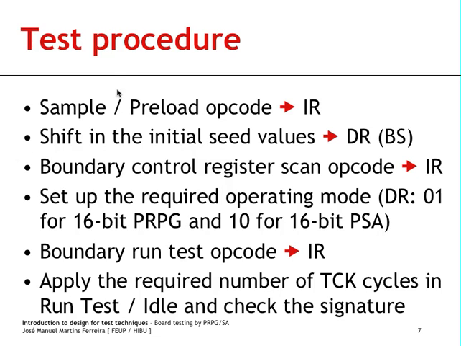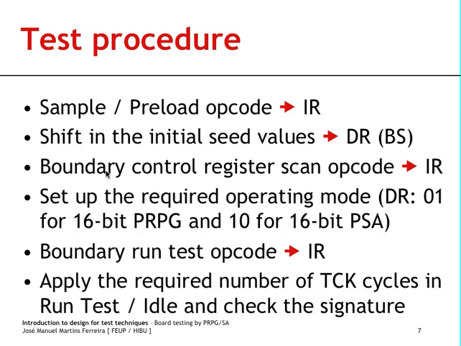Having reached this point, we are now in a position to explain what is the test procedure enabling us to carry out the PRPG-PSA test of this cluster. We have to start by shifting in the initial seed values for the PRPG block and for the PSA block, and to do so we will need to send in an instruction that selects the boundary scan register in the two devices. Sample preload will do fine, so we can start by loading the instruction register with sample preload in both devices, and then just shifting the initial seed values for PRPG in the left device and for PSA in the right device. Then we will need to set up the required operating mode, which is PRPG for the left device and PSA for the device on the right.